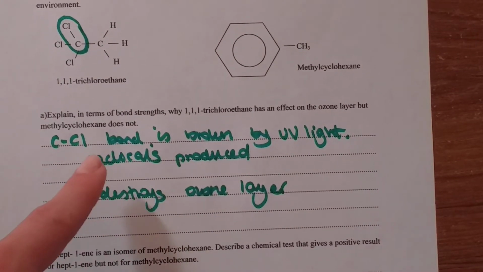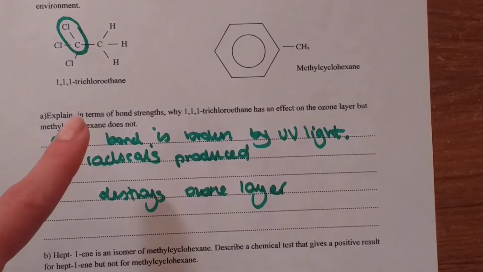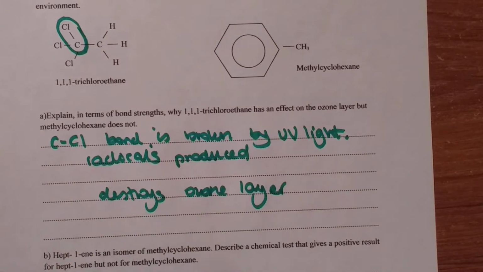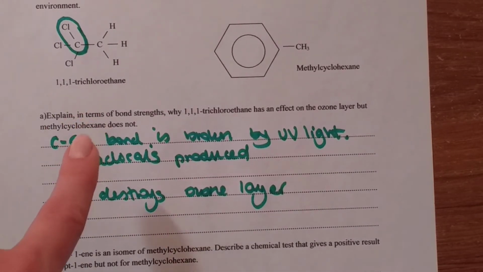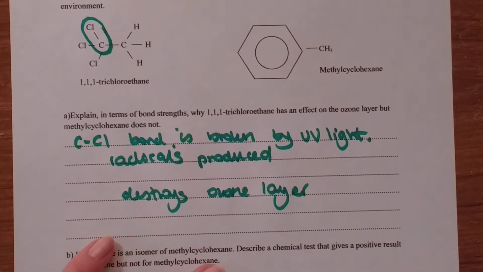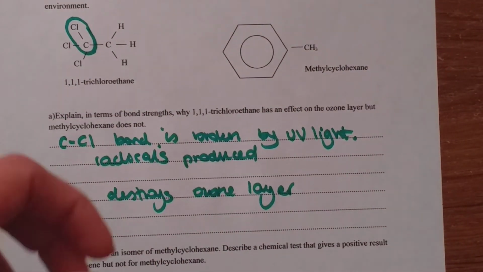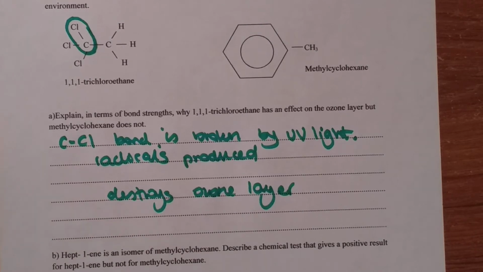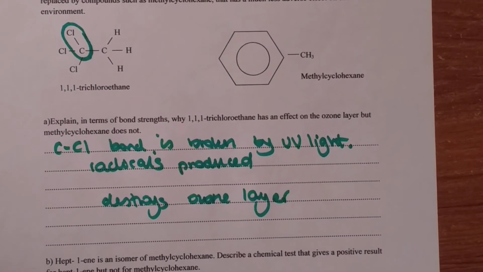This was all in the halogenation equations with the initiation, propagation, and termination. In the initiation, you had a Cl2 gas and then the bond was broken and you had a radical formed. The same happens with C-Cl. The bond is broken by the UV light in the atmosphere. A radical is produced, and this radical is very dangerous for us, but it also makes holes in the ozone layer. It destroys the ozone layer.